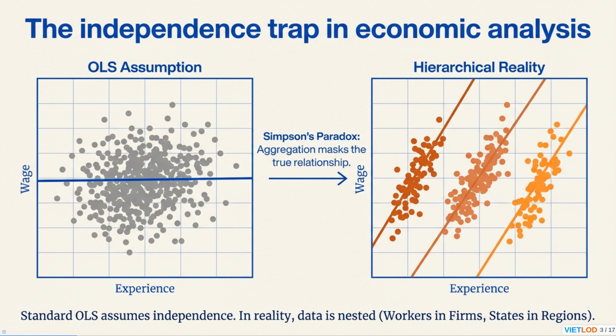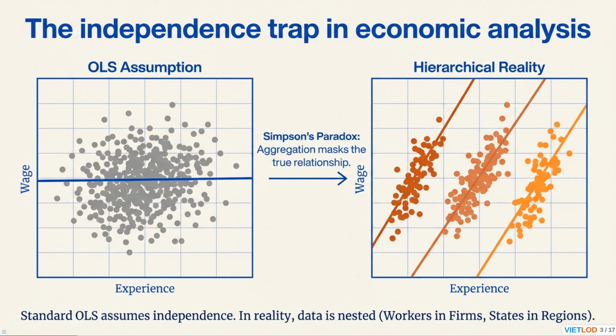Standard ordinary least squares, or OLS, regression relies on a critical assumption that all observations are independent. This often doesn't hold true for economic data. As illustrated, if we simply aggregate all data points, we might incorrectly conclude there's no relationship between variables like experience and wage, appearing as a flat line. This is the independence trap.